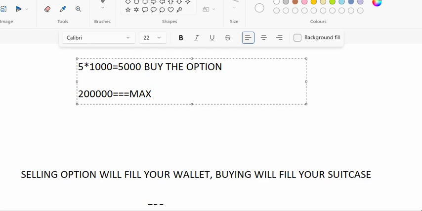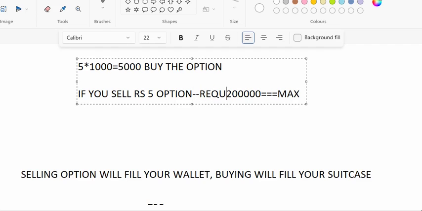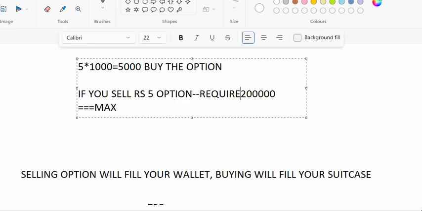Maximum profit if you sell. Okay, I'm gonna write it down here. If you sell 5 rupees, you sell rupees 5 option requires 2 lakhs and maximum amount.